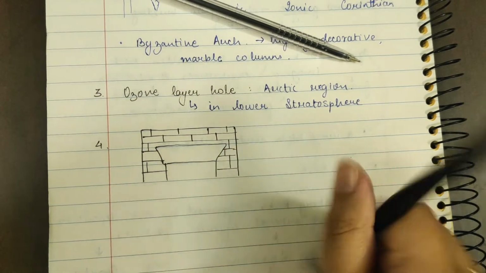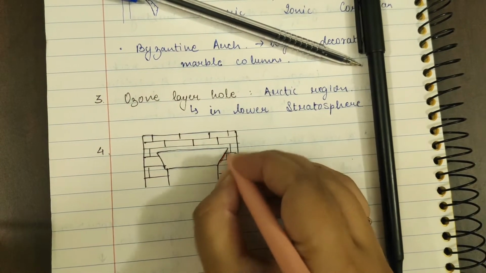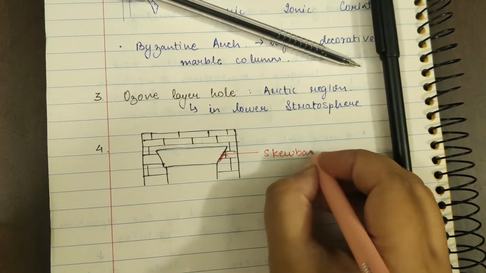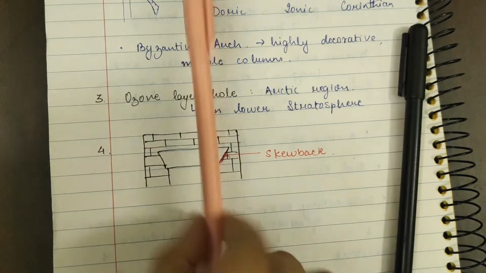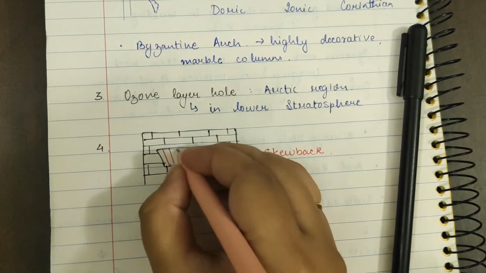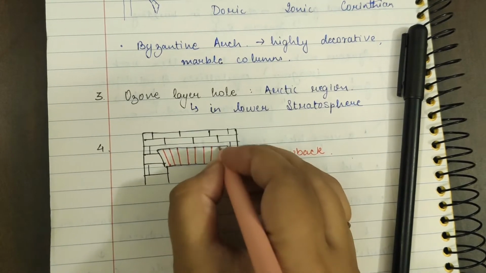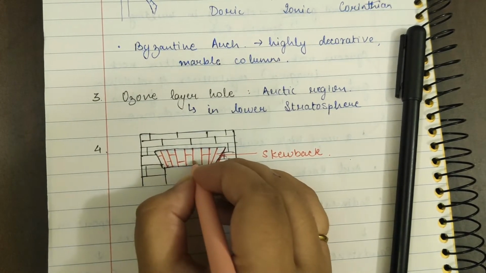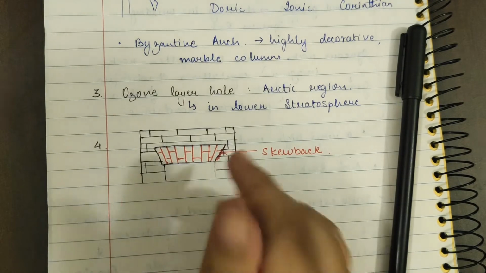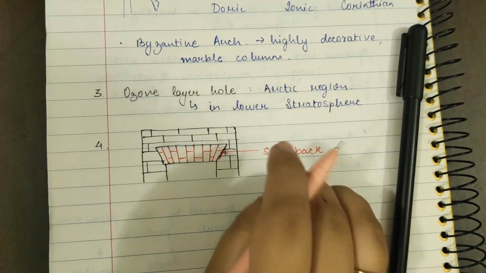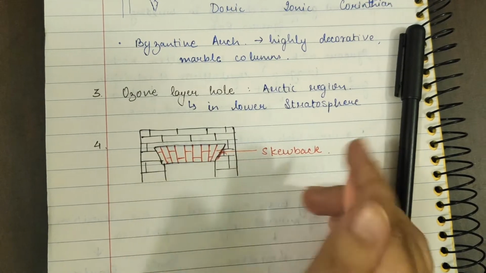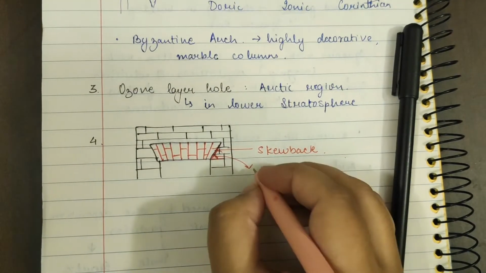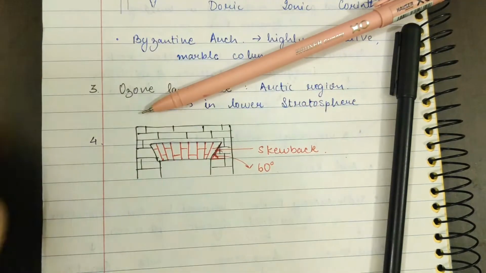Basically this part is called the skew back. This line is called the skew back, and here it's a bit slanting. So this is how a flat arch looks, and the question is asking at the skew back, this angle should not be less than what? This angle should not be less than 60 degree.